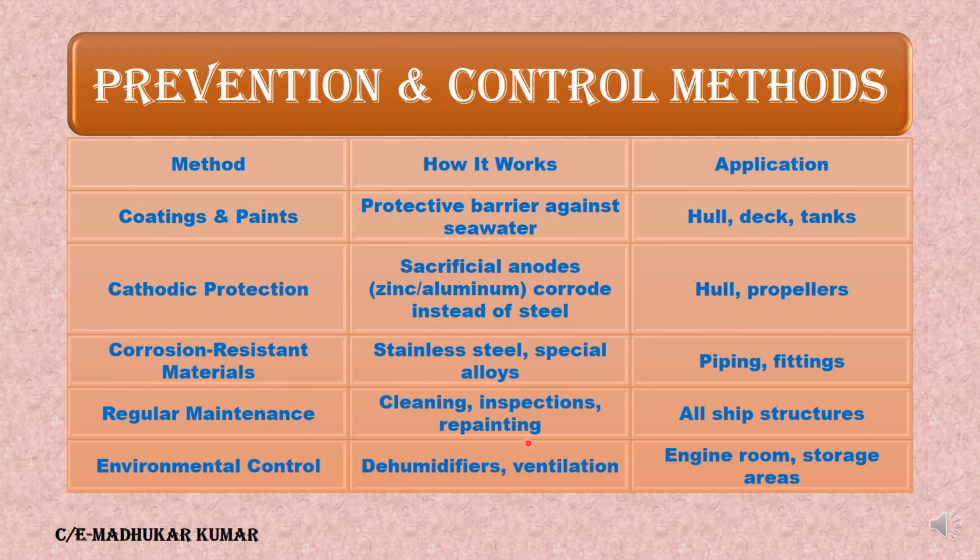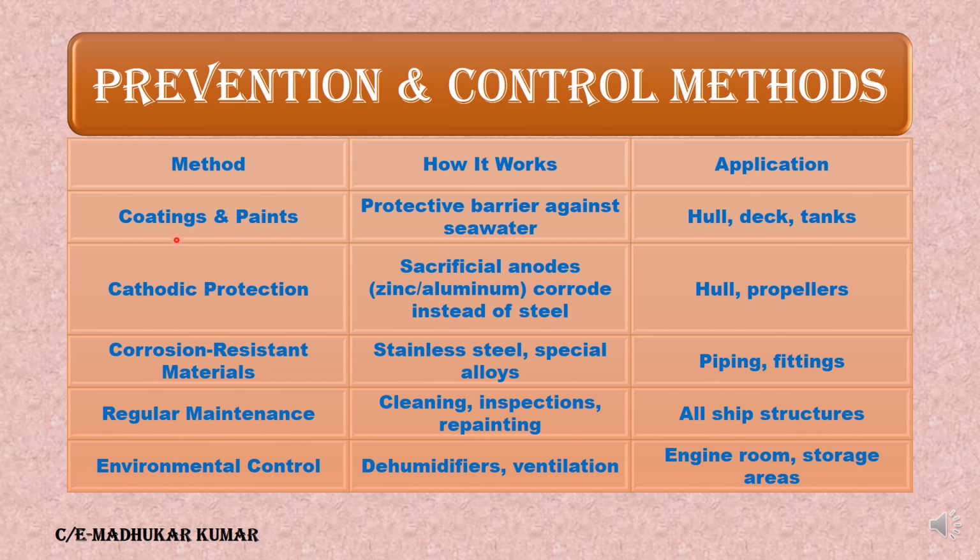How can it be prevented? When we talk about the prevention and control methods, we have discussed the causes fully, and now we are talking about prevention and control. So methods, how it works, and applications, basically the places on board ship. Coating and paints, everywhere it is required. This is going to create a protective barrier, preventing oxygen contact and seawater contact also. Hull, deck, tanks, engine room, accommodation, superstructure, everywhere this is going to be used.